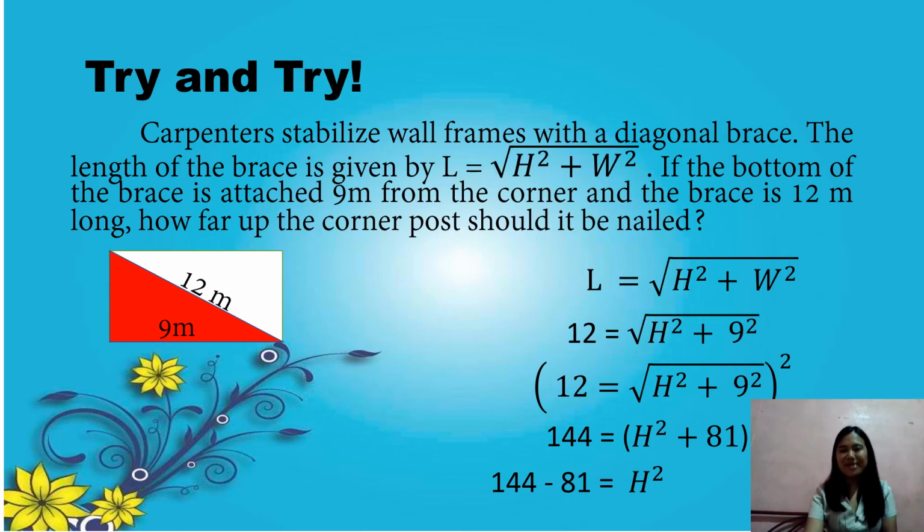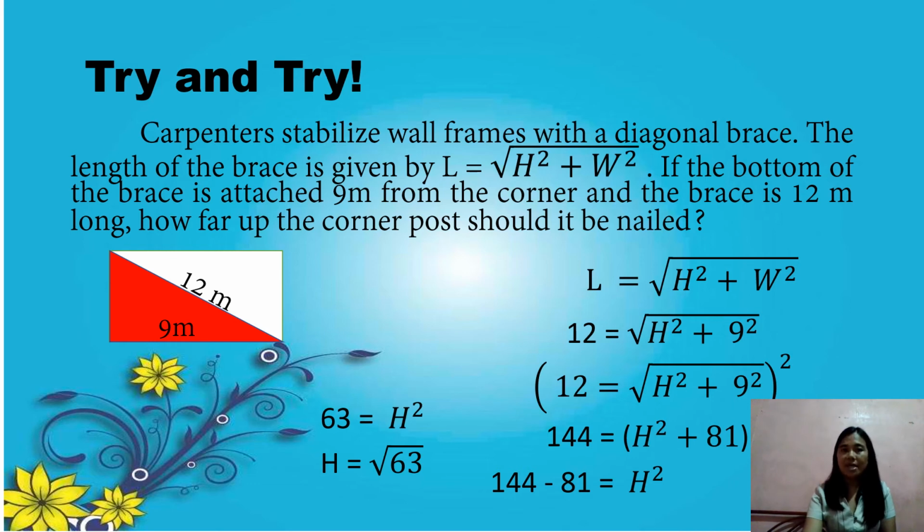And what is 144 minus 81? Okay, it's 63. Now, to solve for h and not h squared, we simply get the square root of 63. And then h. Okay, that's the technique. So h is now equal to the square root of 63.